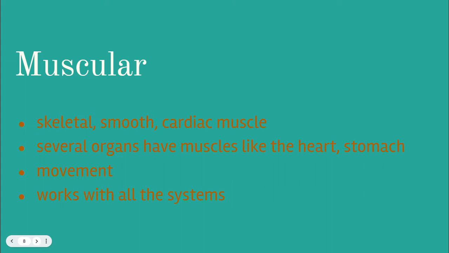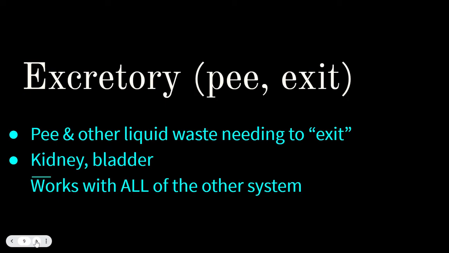Muscular. The muscular system, remember, there's different types of muscles in our body, but its main function is for movement. We do have skeletal, smooth, and cardiac. Excretory system, remember, this is our pee or exit system. So pee and other liquids needing to exit our body is going to come from our excretory system. This is our kidney and bladder.